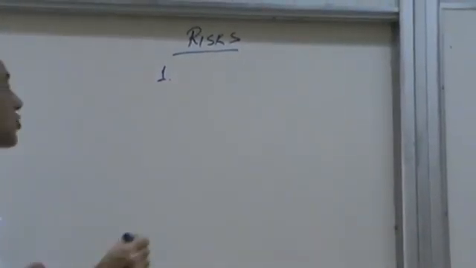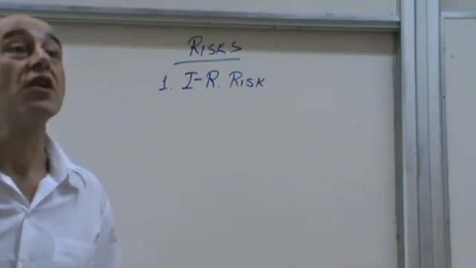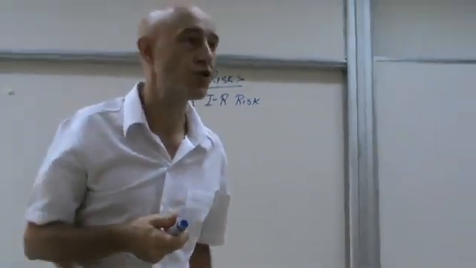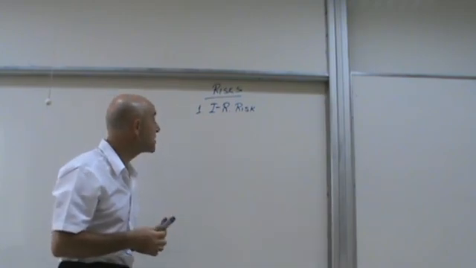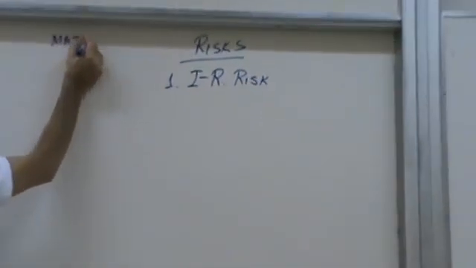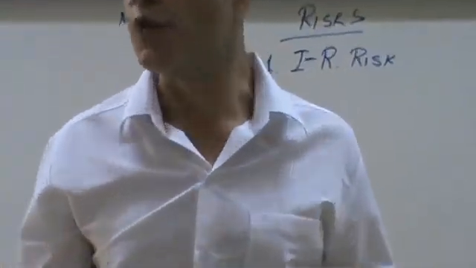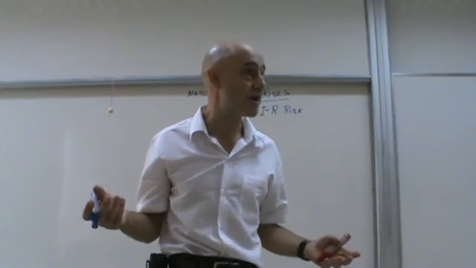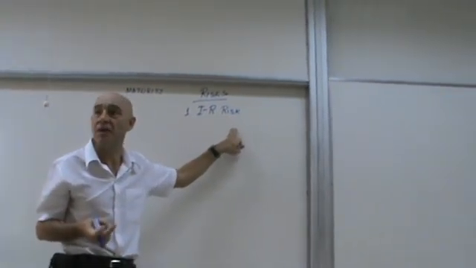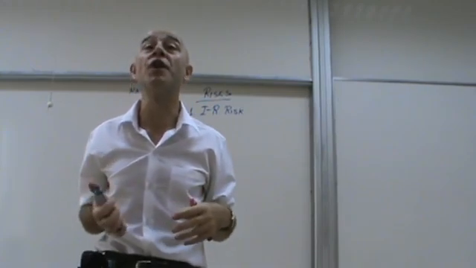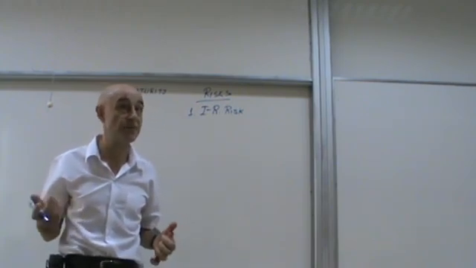Number 1 is interest rate risk. I'll just shorten it to IR. Interest rate risk is the risk associated with mismatch of maturities. So you need to understand the concept of maturity. Maturity is the length of time for which a security expires or for which a security is due. So, interest rate risk is most commonly associated with borrowing short and lending long. I'll be explaining that in a minute.